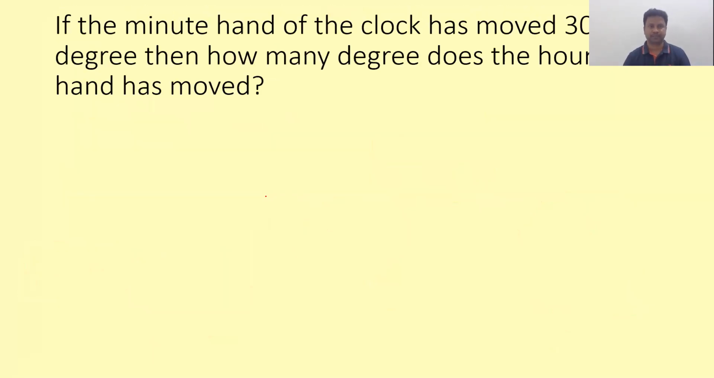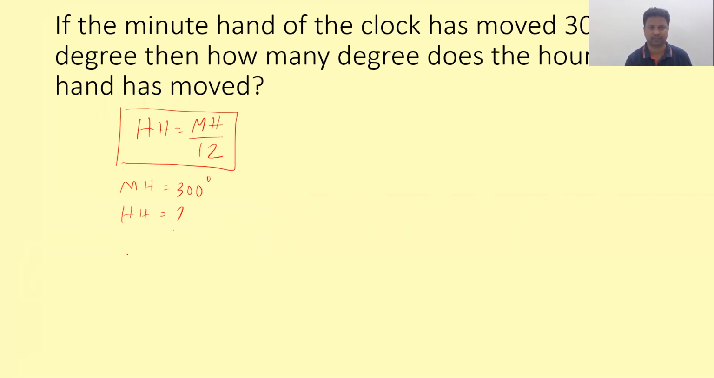Now see this, if the minute hand of the clock has moved 300 degree, then how many degree does the hour hand move? Already I said, the formula is what? Hour hand equal to minute hand by 12. So they are saying minute hand has moved 300 degree. Then hour hand has moved how many degree? This is the question. So we need to know 300 divided by 12. So what is the answer? 2 times 12 is 24, remaining 6, and then 5. So hour hand has moved how many degree? 25 degrees. That's it. So this is the answer.